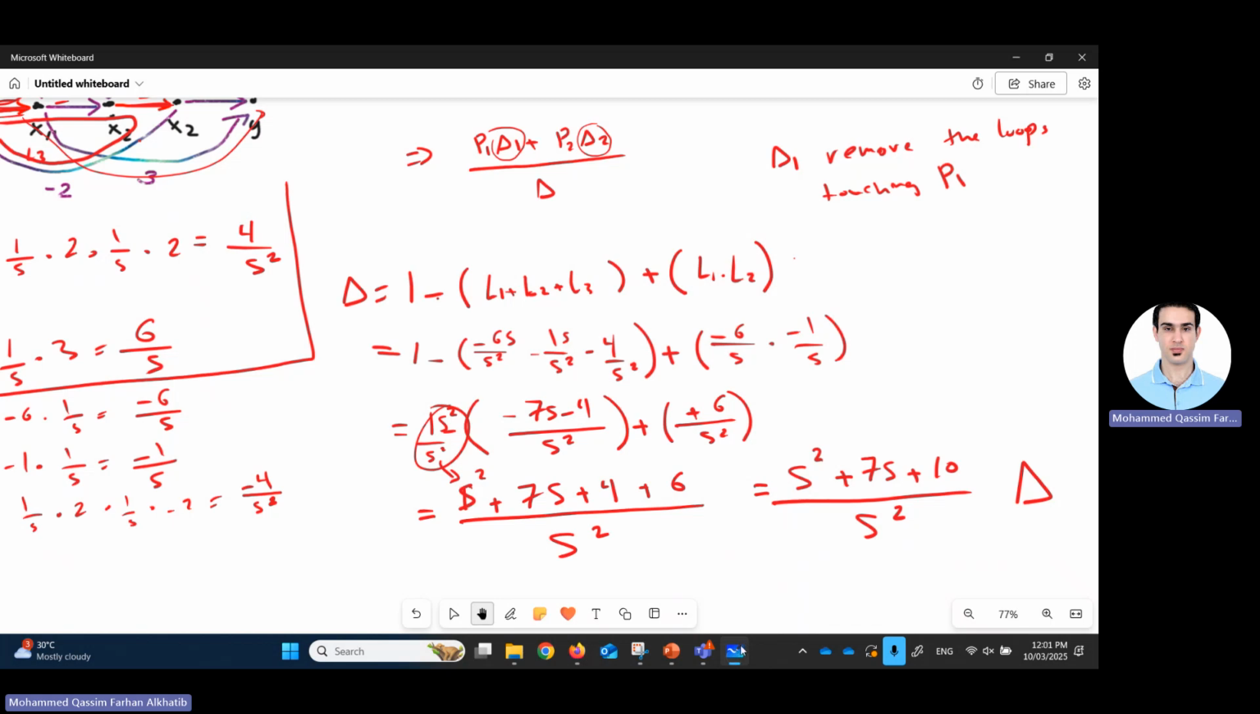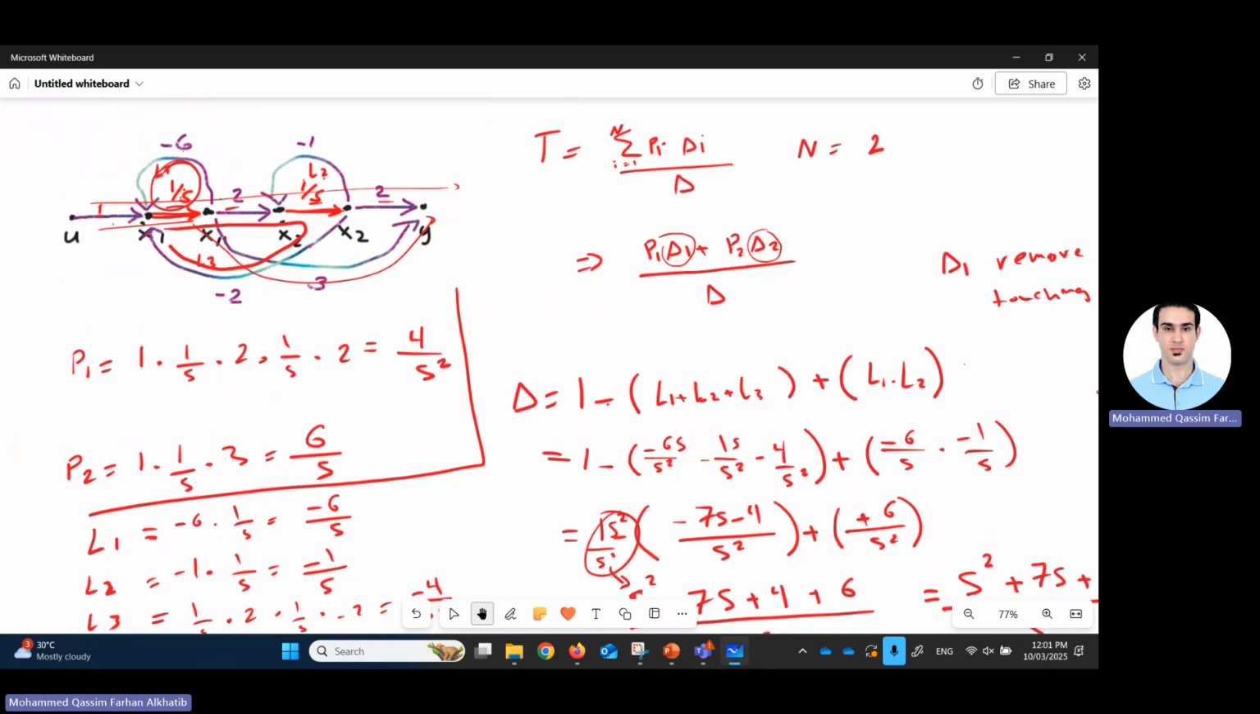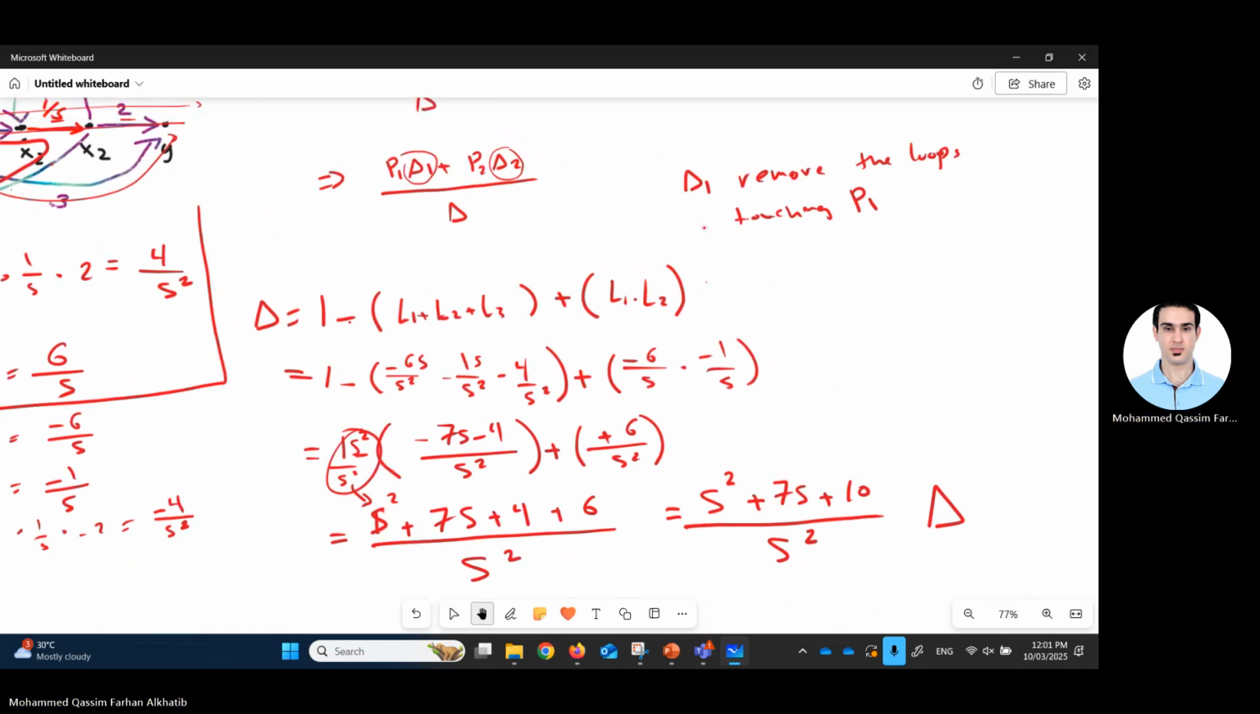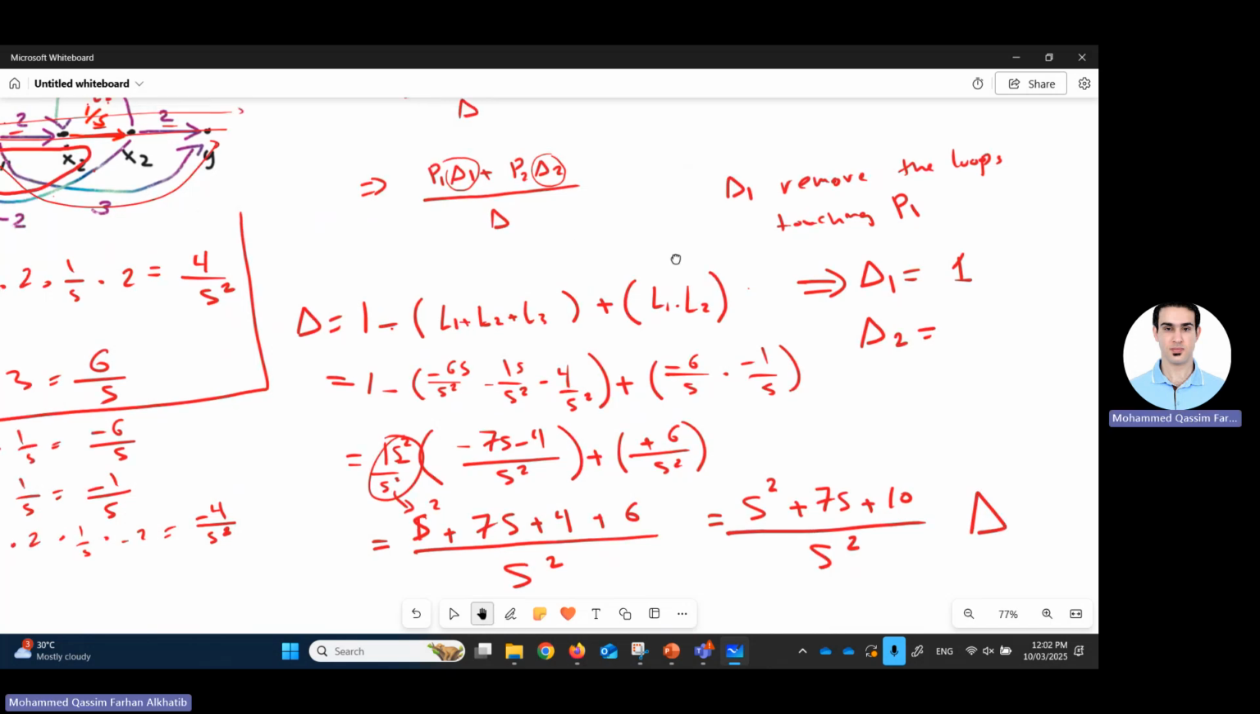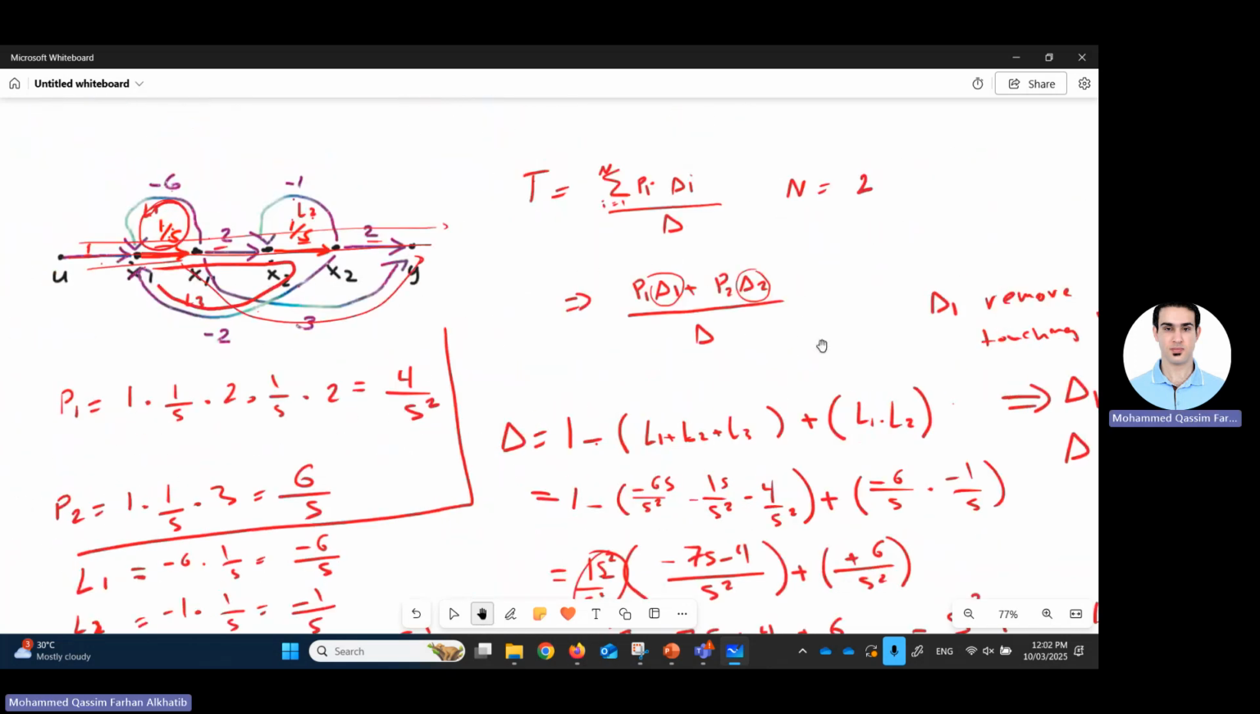All right, so let's look at P1. And we notice what? So this is P1. So L1 is touching that, L2 is touching it, L3 is touching it. So all of them are touching it. So I need to remove them all. So in this case, delta 1 equals 1 because I removed all the loops. Now about delta 2. Now I need to remove the loops that are touching P2. Now this is P2.